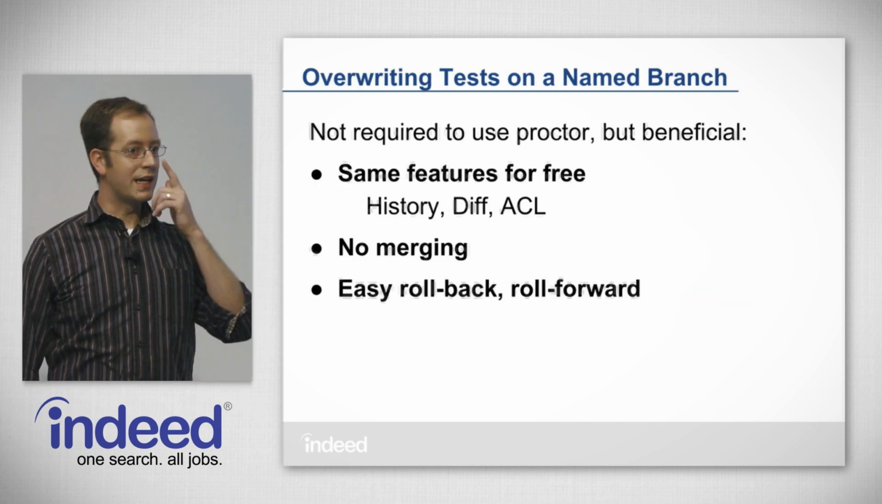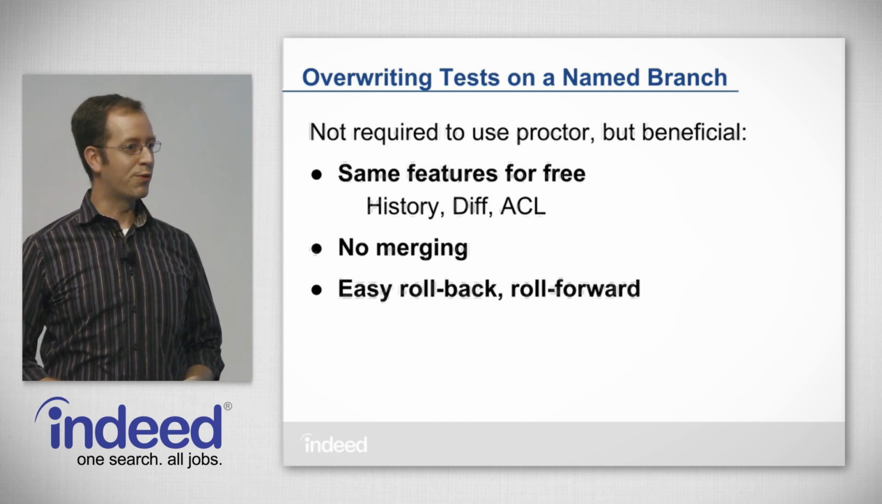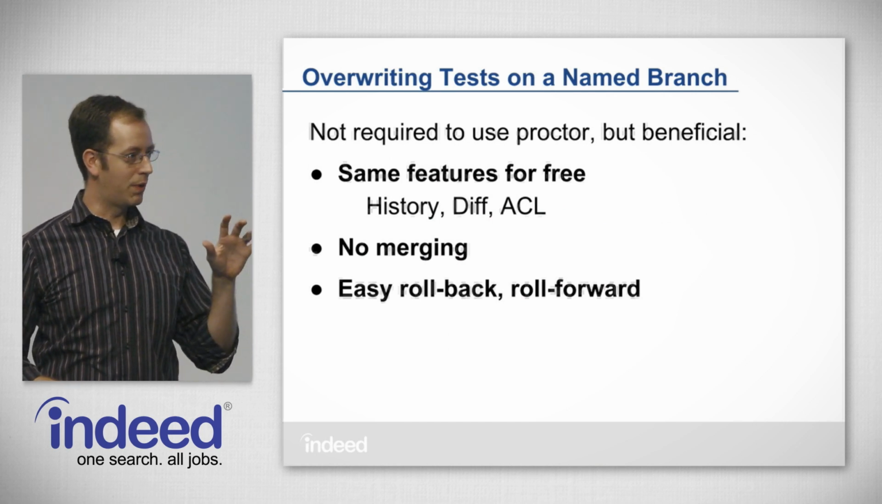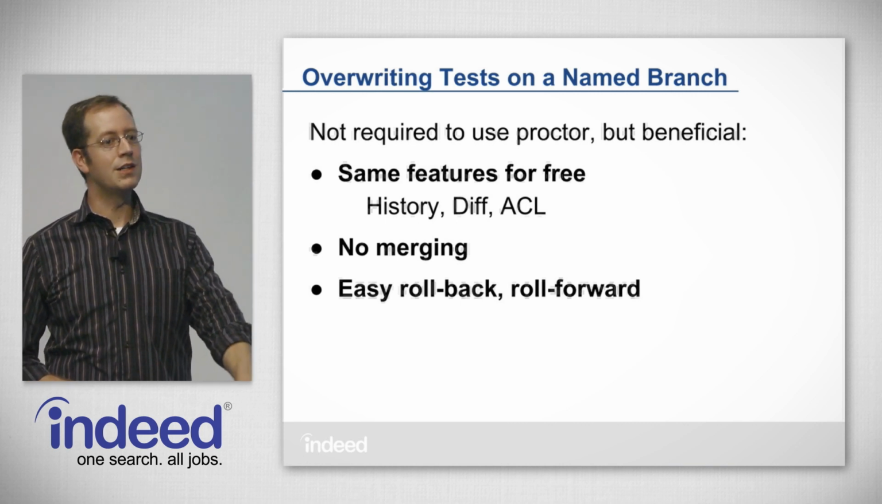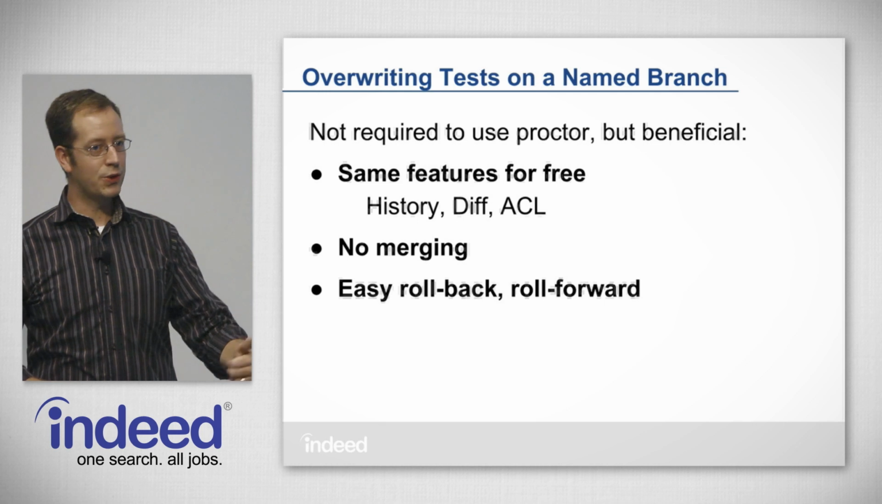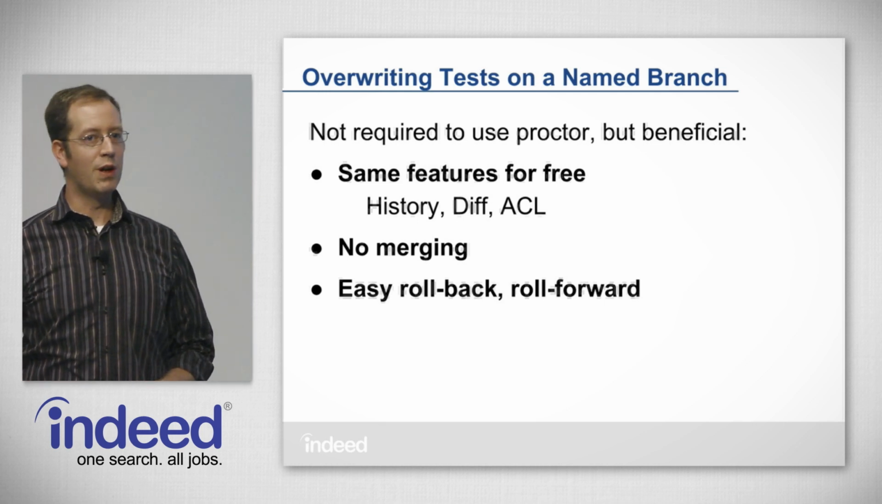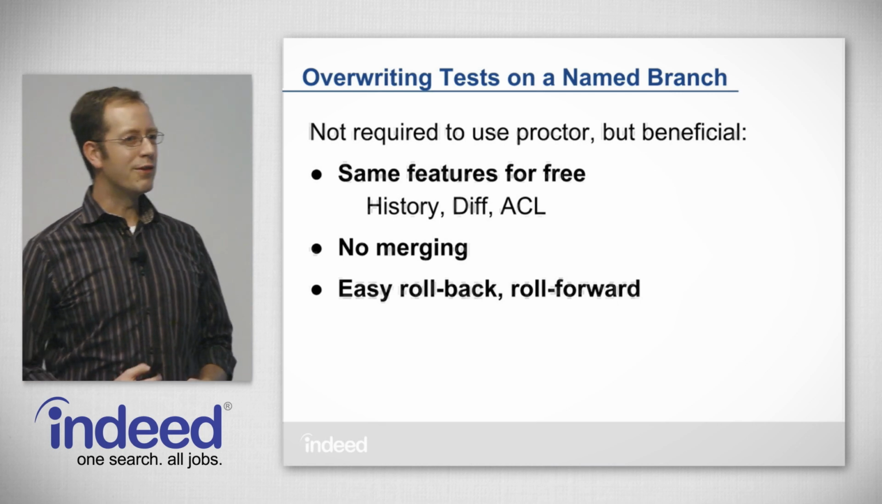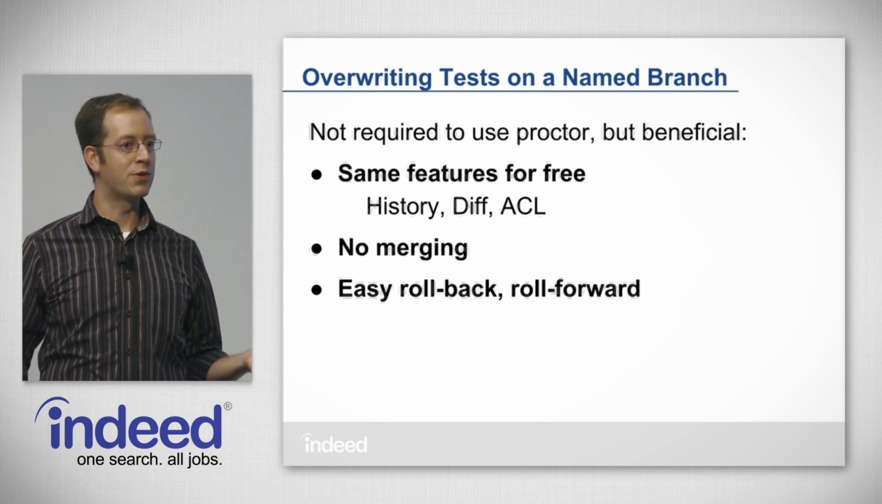Doing it this way gives us a few benefits. It's not the only way you could do it, but we get our same features for free. Now, instead of looking at trunk and seeing what the code thought it was, I can look at production and see when things actually changed in production. We get history, diffability, access control. We don't need to deal with merging for these relatively small files. And we have trivially easy rollback and roll forward just by picking a different commit from the history on the trunk.